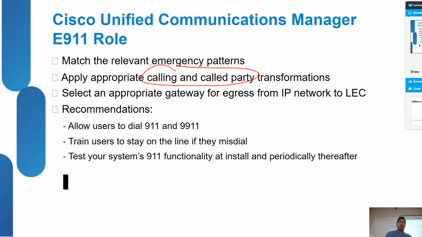Recommendation is to allow the user to dial 911 and 9911. Because most companies say that to dial outside, you've got to dial 9. So a lot of employees, when they want to dial 911, think, I'm dialing outside, so I must be dialing 9 first. And if 9911 is not configured, they will keep dialing that. By the time they might have a heart attack, stroke, and God knows what else. So you don't want to be liable for that. So make sure 911 and 9911 are configured. Train the user to stay on the line if they misdial.